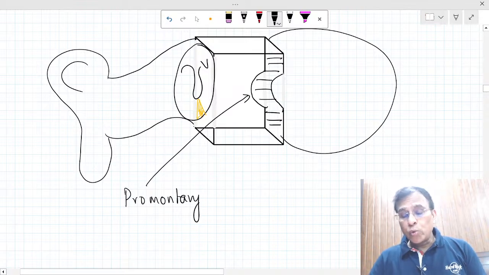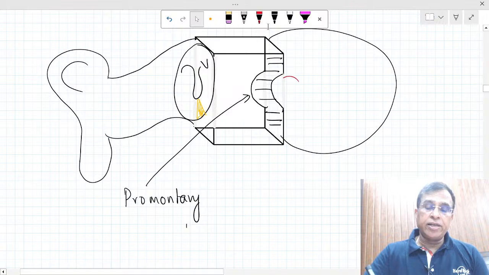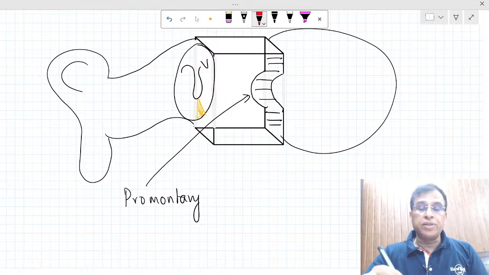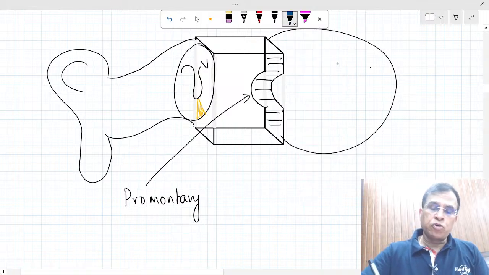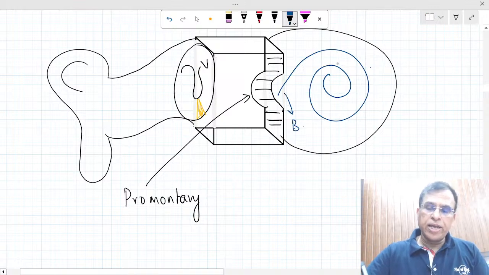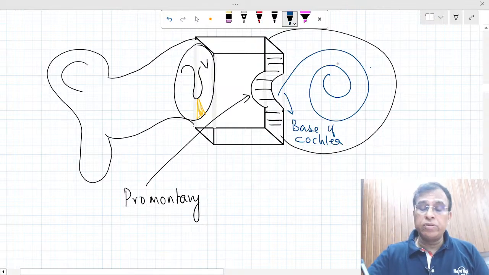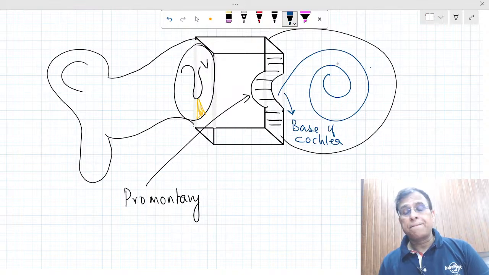Now the question is, why do we have a promontory here? Because of the promontory, extra space gets created in the inner ear here, and in that extra space something will fit there. What is that something that needs to fit in this extra space? This cochlea is like this, and this part of the cochlea is called the base of cochlea. So if I ask you, why do we have the promontory in the inner wall of the middle ear, you have to say, so that deep to it can fit the base of the cochlea. There is space for the base of the cochlea, right?